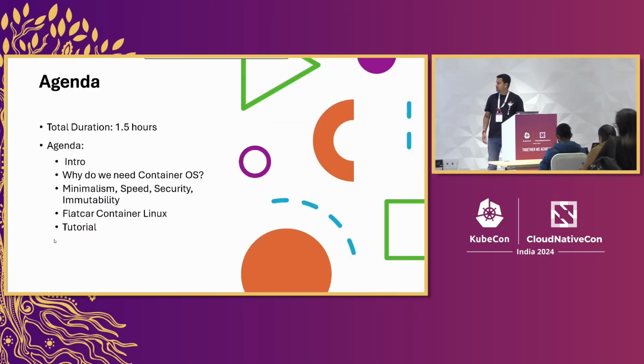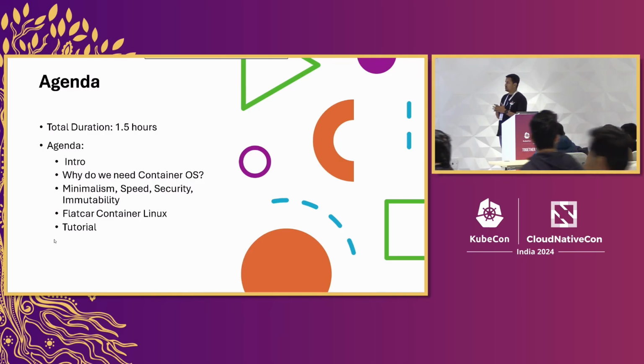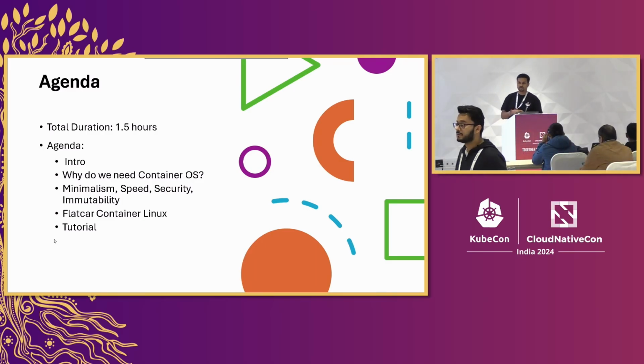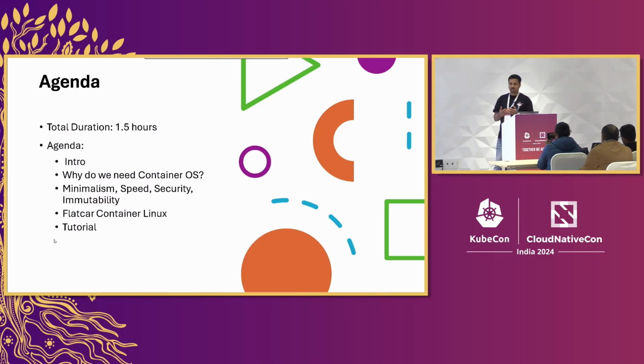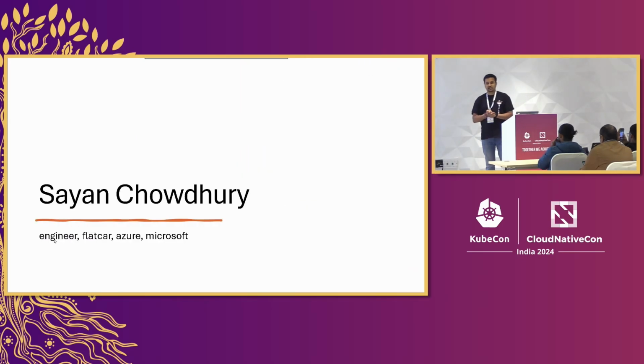Now, the agenda is that, as I mentioned, a small intro, and then we would be talking about container OS, because Flatcar falls into a category of a range of container OSs. Then we will be talking about the core pillars of container OSs, which are minimalism, speed, security, and immutability. And then finally, I'll be talking a bit about Flatcar Container Linux, and then we'll deep dive into the tutorial.